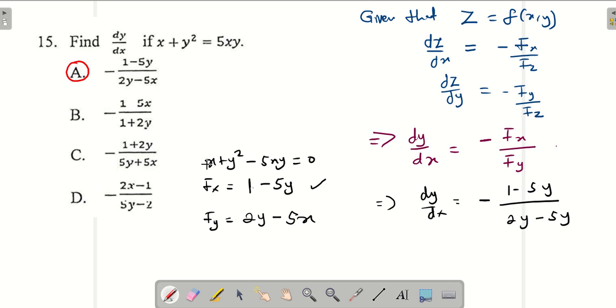Now when we come to fy, that is differentiating with respect to y, we treat x as a constant, so that will be 0. Then when we differentiate y squared, we will get 2y, then minus, here we are treating x as a constant. So since x is a constant, we focus on the 5y. So we have 5xy, and we are differentiating with respect to y.